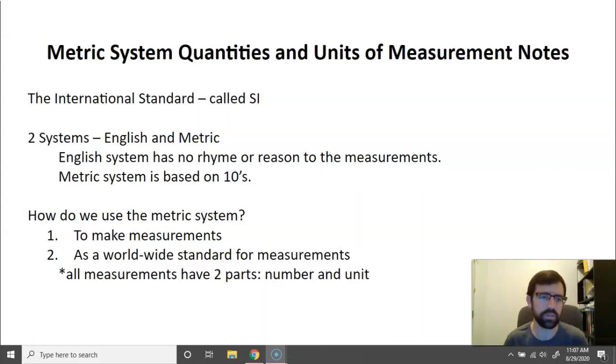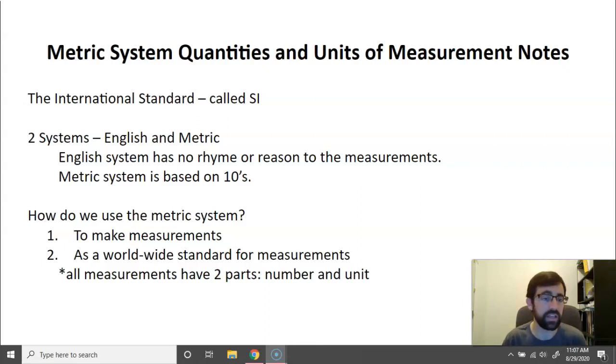There are two systems, the English system and the metric system. By the way, I just want you to know SI and metric are the same thing. If you look at the English system, it looks like there's really no rhyme or reason. You've got 12 inches in a foot, 5,280 feet in a mile, 3 feet in a yard, 16 ounces in a pound. There's so many different things, and it's hard to remember all of it.